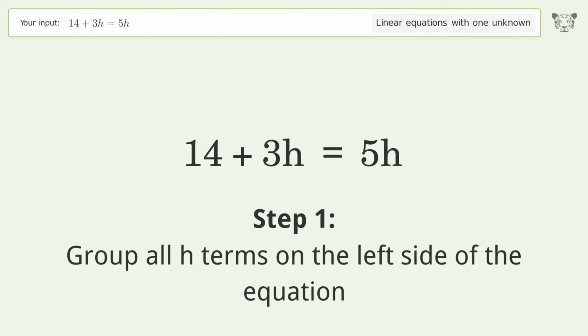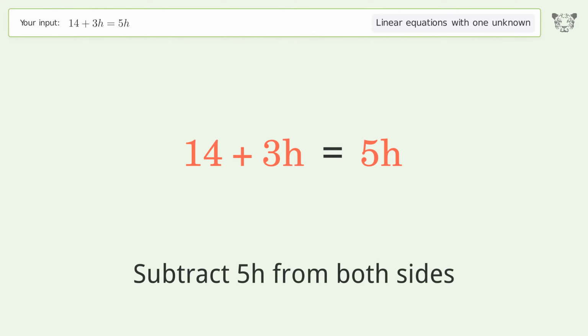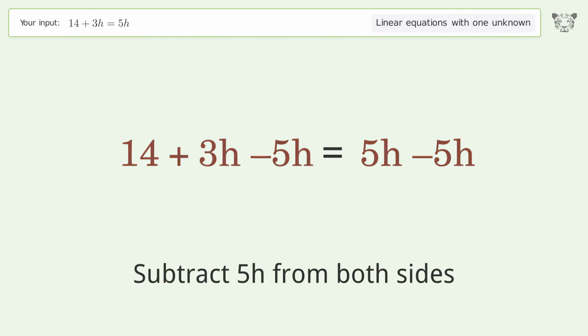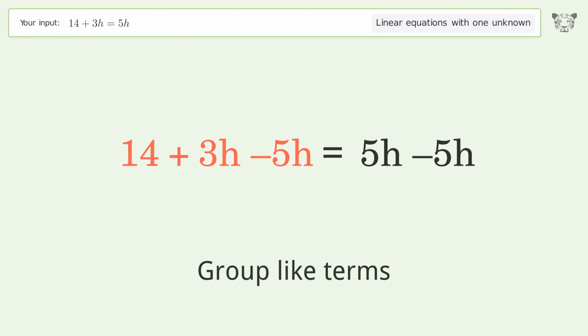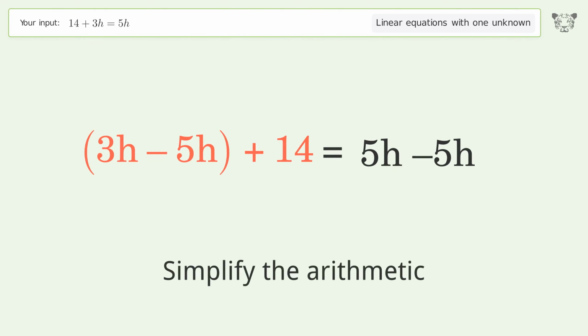Group all h terms on the left side of the equation. Subtract 5h from both sides. Group like terms. Simplify the arithmetic.